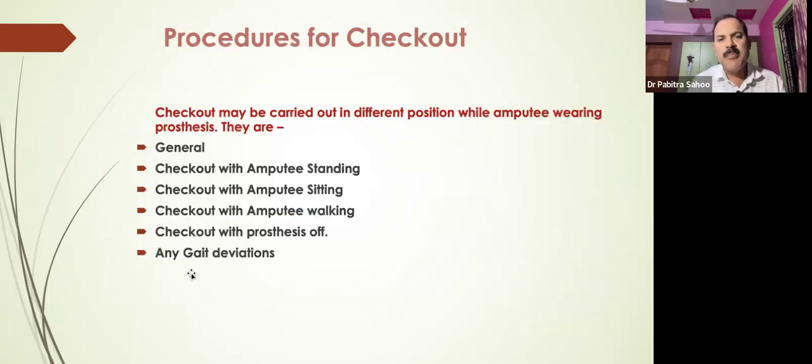So when we plan for a checkout, we have to examine the patient in all positions: general examination, checkout with the amputee standing, while sitting, while walking, and with the prosthesis off from the stump. And at the end, what are the major gait deviations observed in an amputee while walking? So what are the general things one should look for?